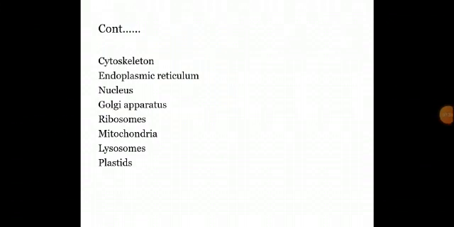endoplasmic reticulum is of two types. One is rough endoplasmic reticulum, it contains ribosomes. Another one is smooth endoplasmic reticulum that lacks ribosomes and therefore it is smooth. If the ribosome is present on the endoplasmic reticulum, it is called rough endoplasmic reticulum. If the ribosome is not seen, the endoplasmic reticulum will be very smooth. That's why we call it smooth endoplasmic reticulum.